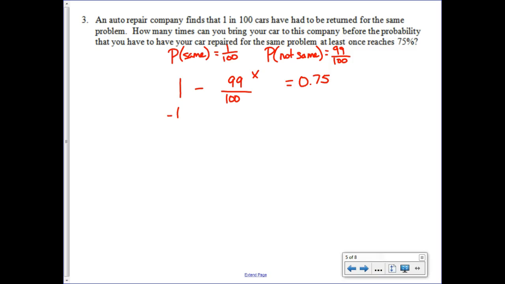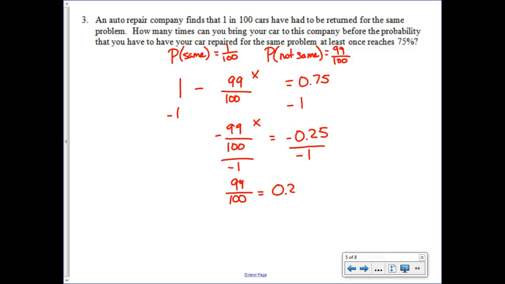So then we're subtracting 1 from both sides here, and we get negative 99 over 100 to the x power is negative 0.25. So then we can divide by negative 1 here. So we get 99 out of 100 to the x power is 0.25. How many times until we get to 0.25 then?